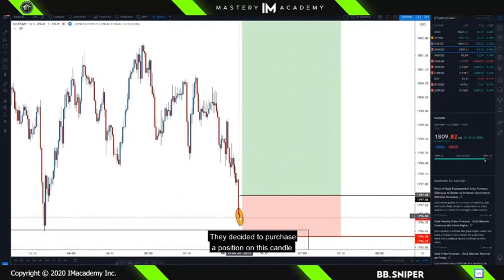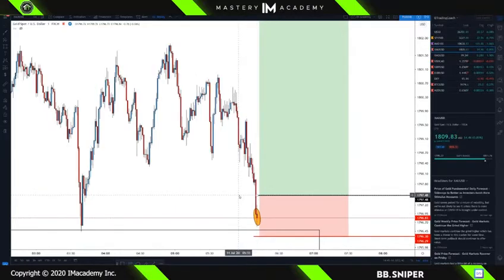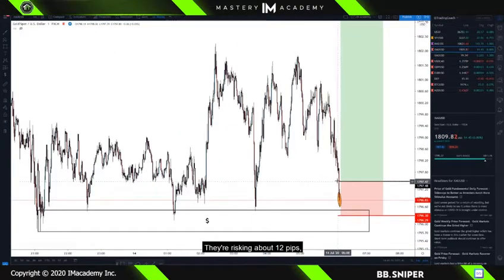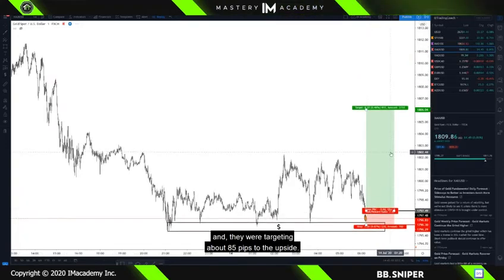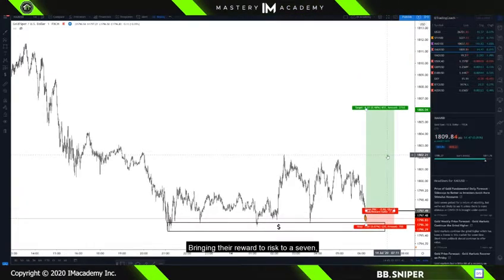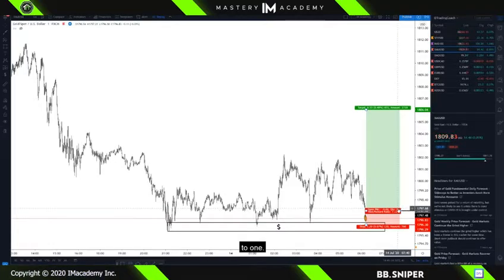They decided to purchase a position on this candle. Once the spread was factored in, they got their fill near 1797.5. They're risking about 12 pips, and they were targeting about 85 pips to the upside, bringing their reward to risk to a 7 to 1. On paper, this looks like a great potential trade for our support trader.